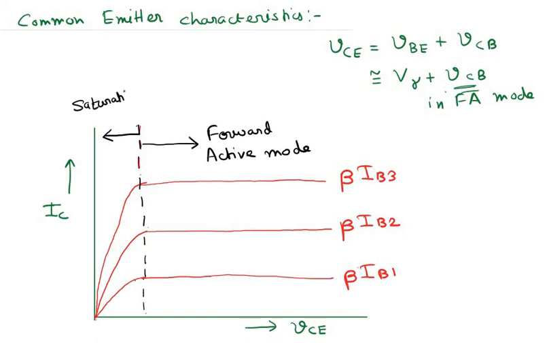Just as we stated earlier, the saturation regime is the regime where the base to collector junction is not properly reverse biased. The electric field at the base to collector junction is weak, but the base to emitter junction is in a conducting state. So that is the saturation regime. This regime here is the saturation regime.